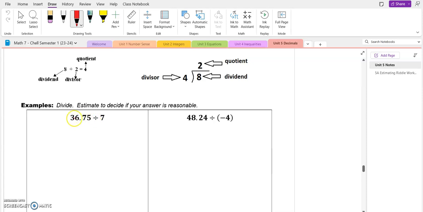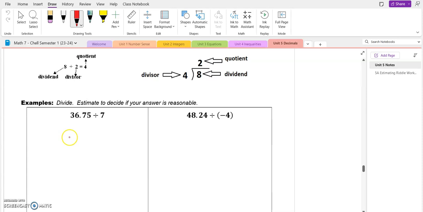So if we look at this first problem, we got 36.75 divided by 7. The first number is what goes inside of our division symbol here. So if you look over here, we had 8 divided by 2 equals 4. 8 would be the dividend, so 36.75 is the dividend. The dividend goes inside, that's what we're dividing into. The 2 is the divisor, it's what you're dividing by. Just like here, 7 is the divisor, it's what we're dividing by. So we can go ahead and set this up. The first number goes on the inside, and the second number goes on the outside.